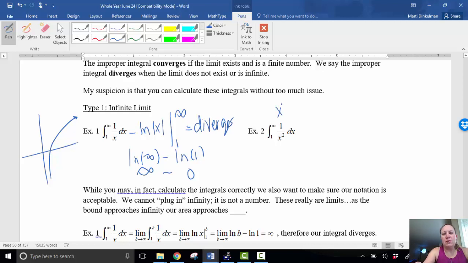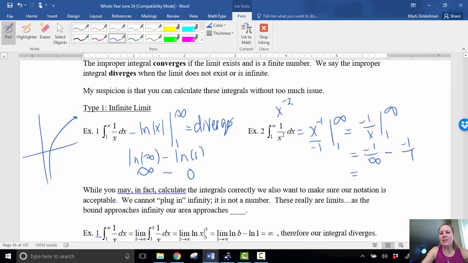Okay, example 2, think of that as x to the -2. So when I take the antiderivative, I'm going to add 1 to the exponent, divide by the new exponent. I'm going to just rewrite that really quick because it makes more sense to me to plug things into something that looks like that. If I plug in the infinity and then plug in the 1, well, again, plugging in infinity is really technically bad math. We'll talk about that in a second. But basically I have something that's bottom heavy here, and then minus -1, so I get 1. So this one converges to 1. That's the way we would say that.